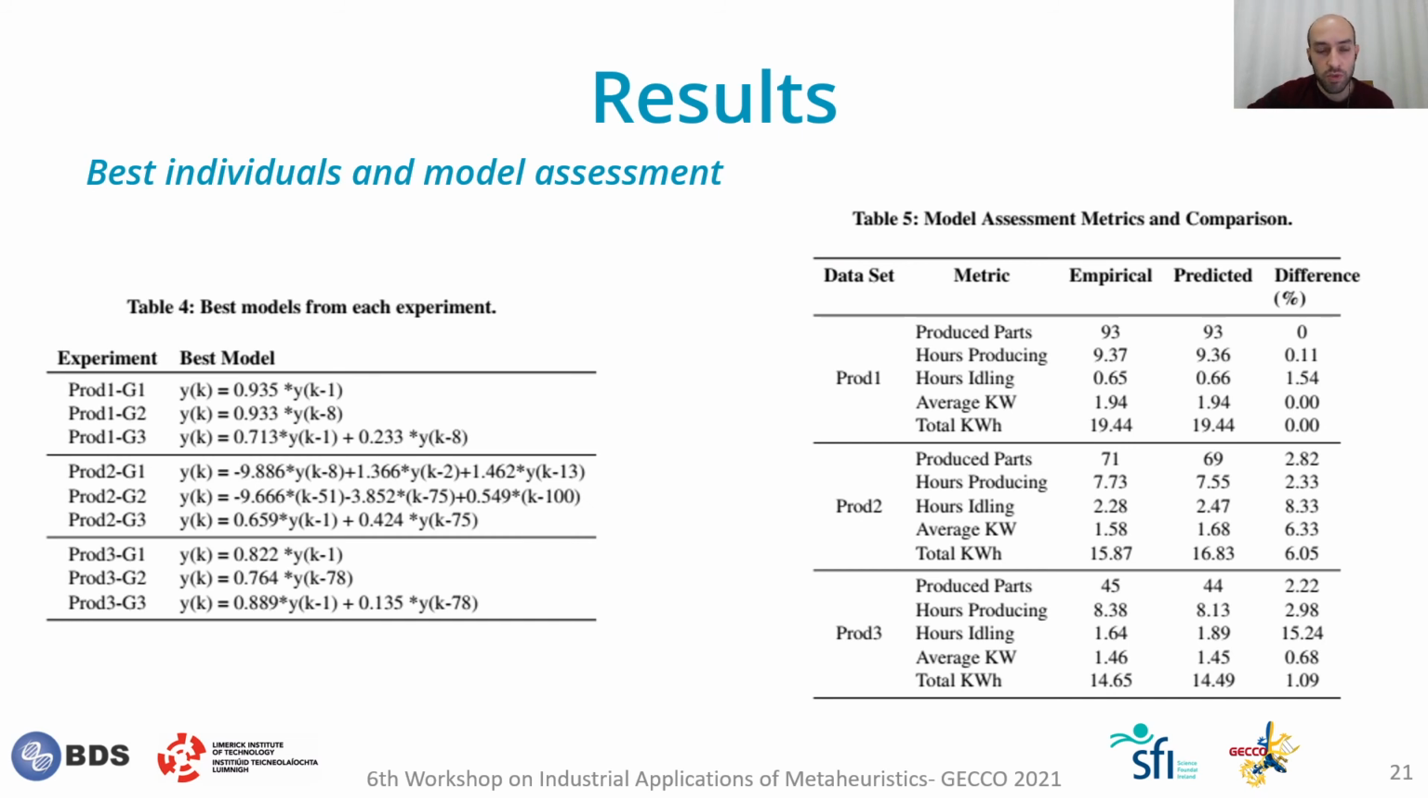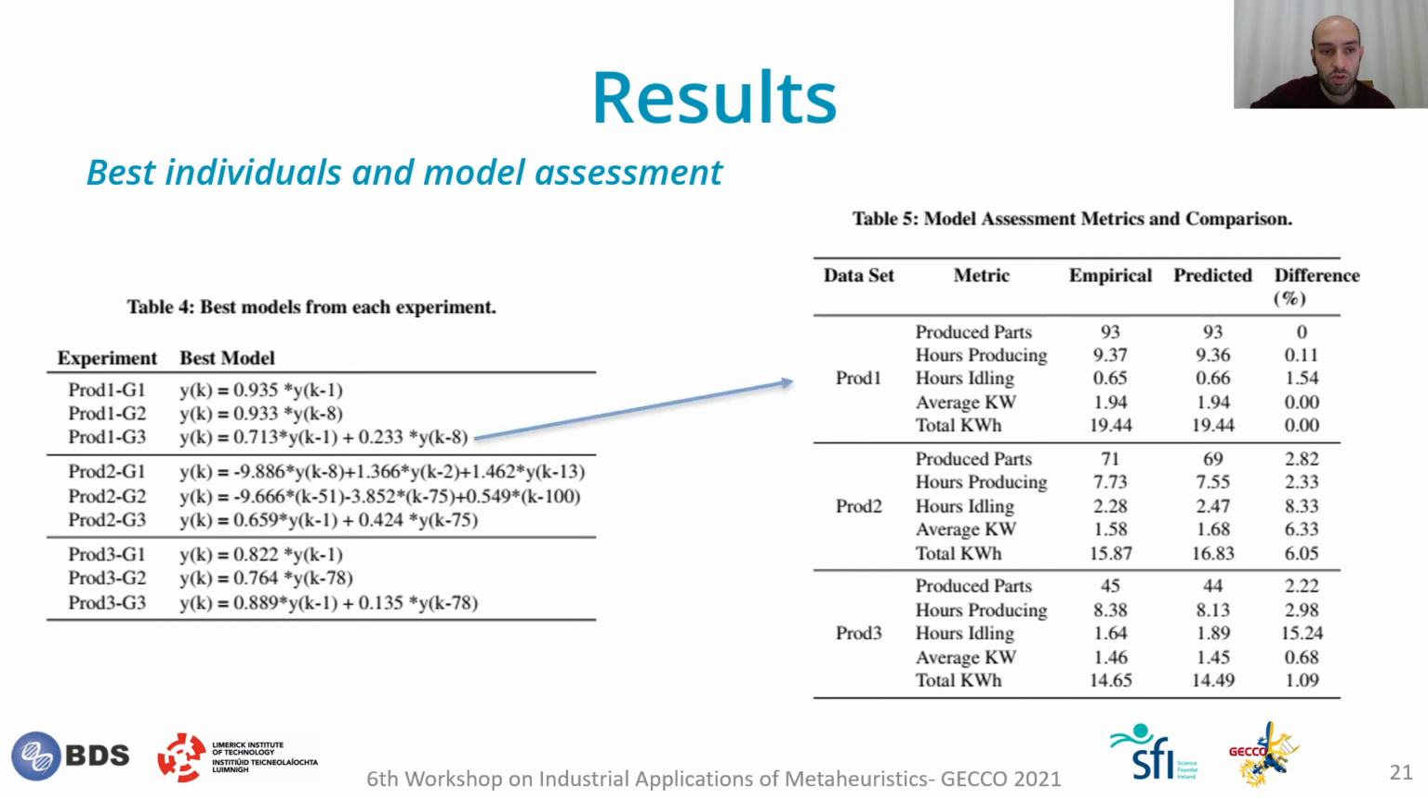Then on the model assessment phase, these are the best models for each of the experiments. So product 1, grammar 1, for example, product 2, grammar 1, and so on. So these are the auto-regressive models that we have found to be the best ones in each case. And then here are the results from the IS4Prod app. So we can see that the 5 metrics are here: produced parts, hours producing and idle, average kilowatt and total kilowatt hour. Here we have the empirical results, so the actual results from the data set. And here the predicted results from the model.